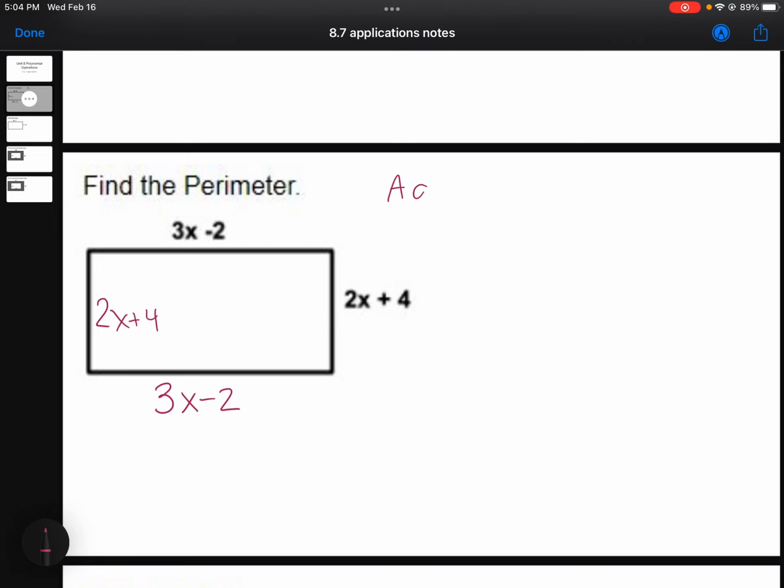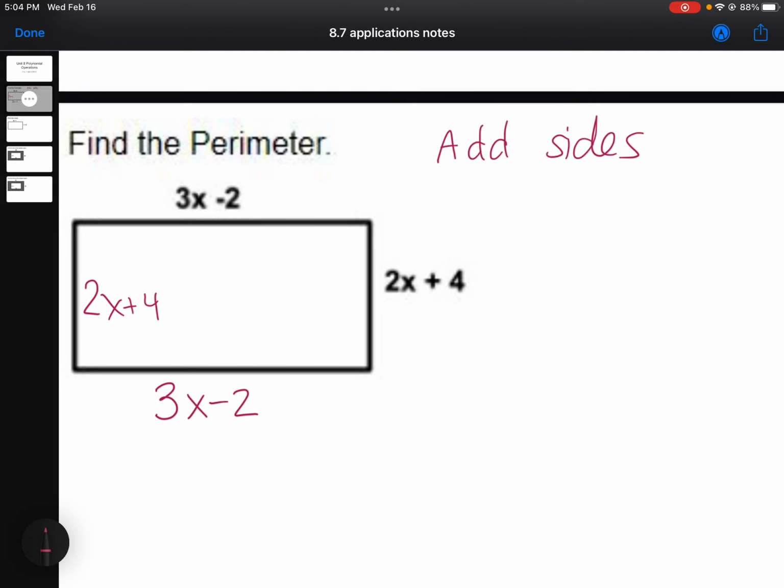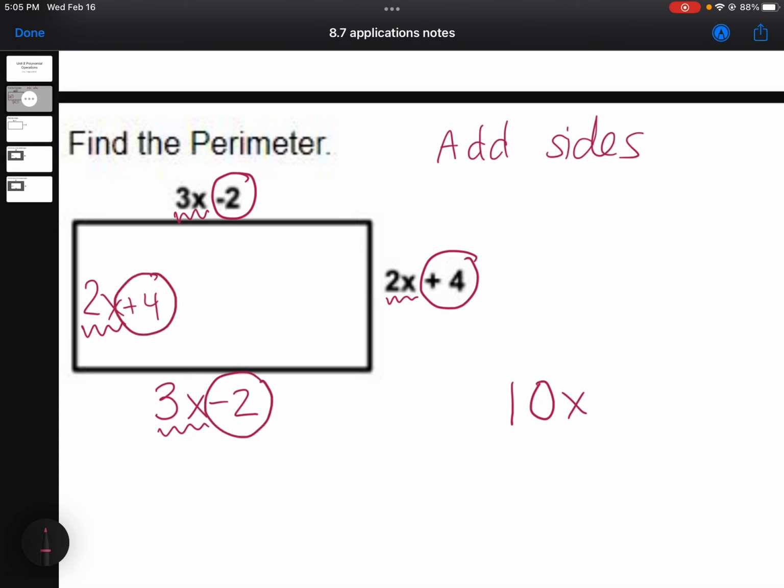Perimeter is adding all the sides. Remember, let's combine like terms. So we have a 3x, a 2x, a 3x, and a 2x. All together, that's 10 x's. So 10x. Do not do anything adding a power. Okay, now my constants, a negative 2 plus 4 plus negative 2 plus 4, that's 4. And this is perimeter, so I'm going to say P equals.